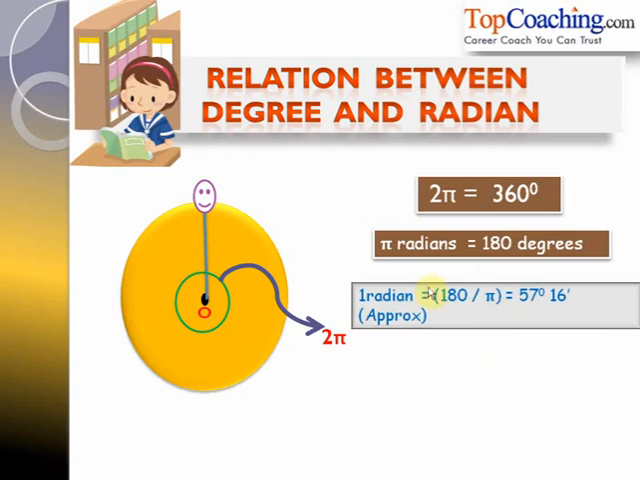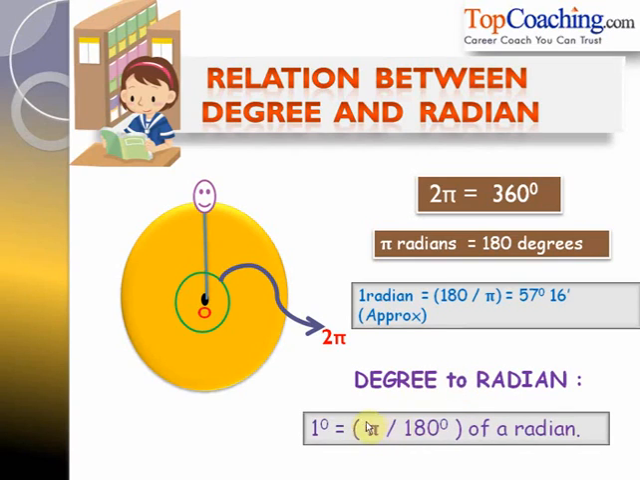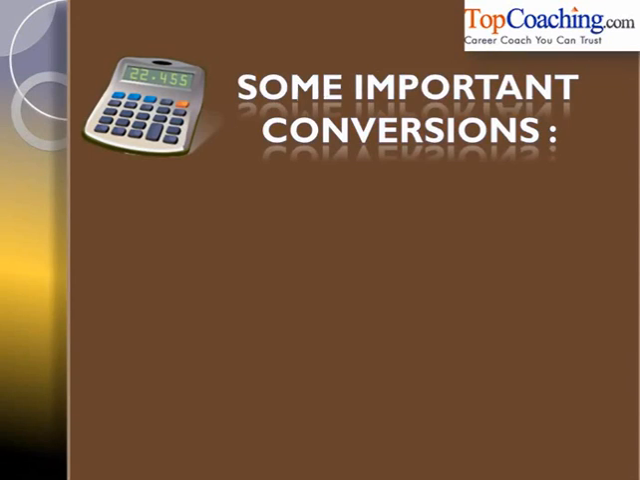Now this is conversion of radian into degree. Now what about the conversion of degree to radian? For that, the relation is 1 degree is equal to pi by 180 of a radian. Simply here the basic relation is pi radians is equal to 180 degrees. This relation can be used to convert an angle in degree form to a radian form or vice versa. Now let us see some of the very important conversions, that is from radian to degree.